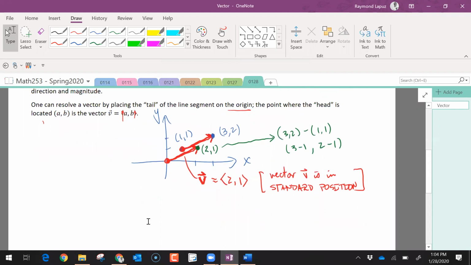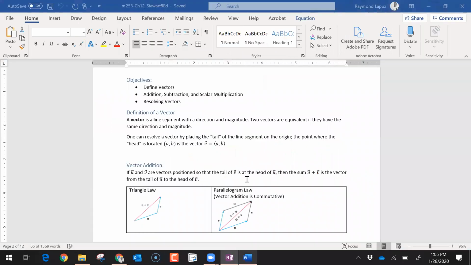Okay, so that's a vector, and a vector in standard position. And this is one way to resolve a vector that's not sitting at the origin. At least we can drag it down so that its tail is the origin, standard position, and then wherever it's pointing is the name of the vector. Okay. All right. So now let's take a look at more ideas about vectors.